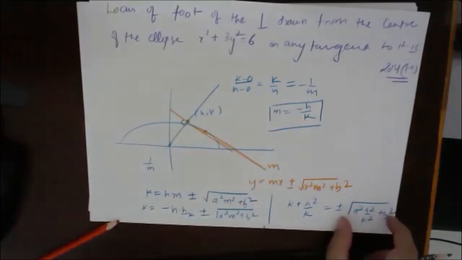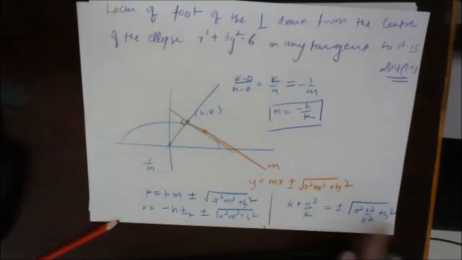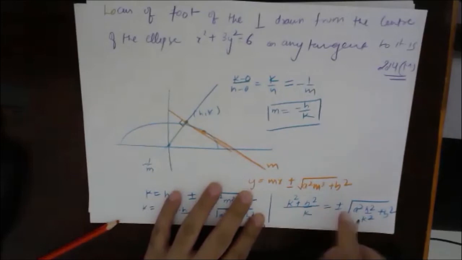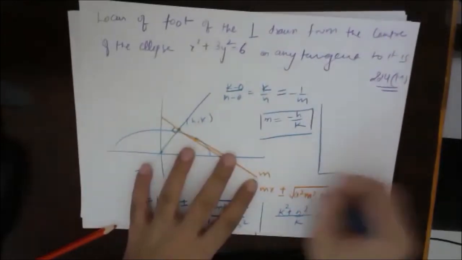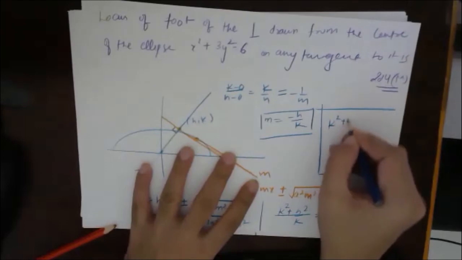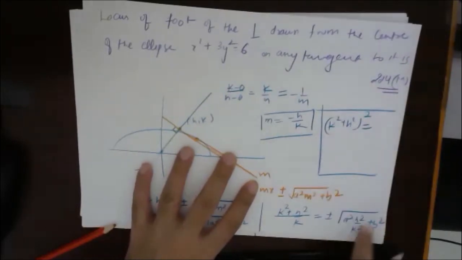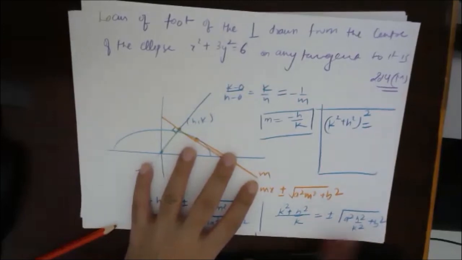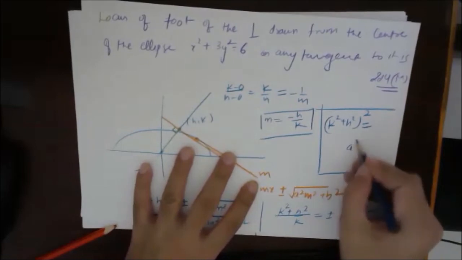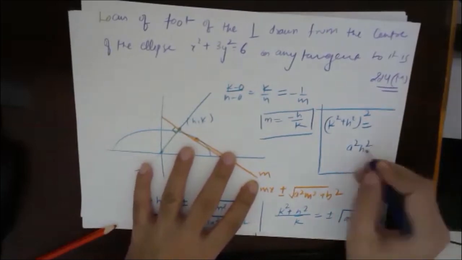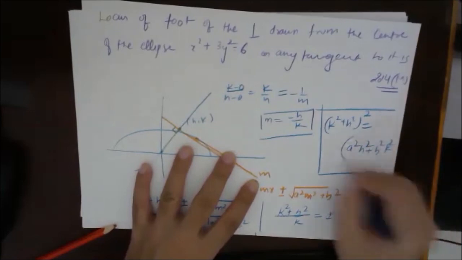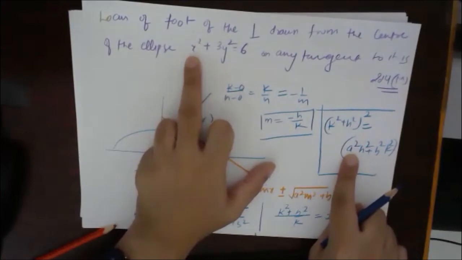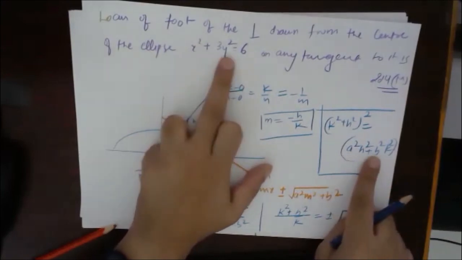Now to get rid of this root, I can square both sides. If I take k common, this is k square plus h square by k. Squaring both sides, this equation will become k square plus h square whole square equals a square h square plus b square k square, since the k square by k square parts cancel. The a square value is 6, and the b square value is 2.